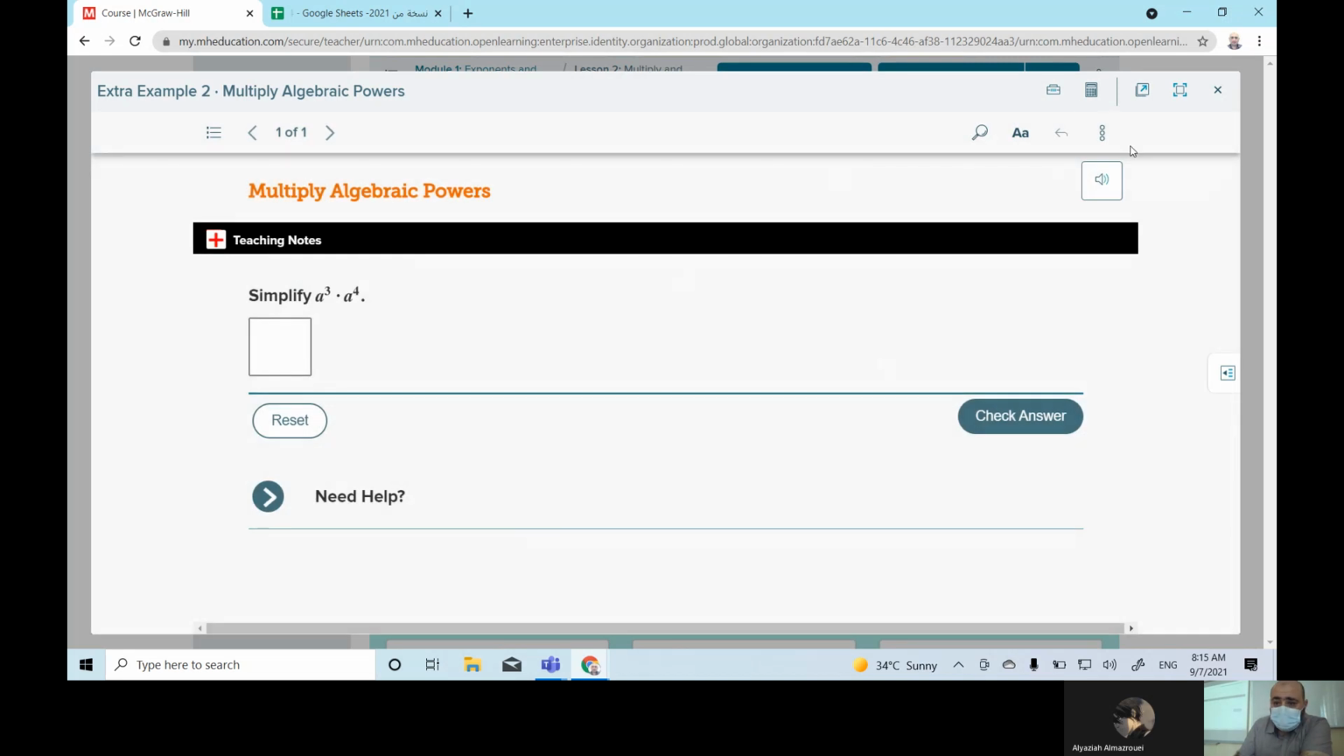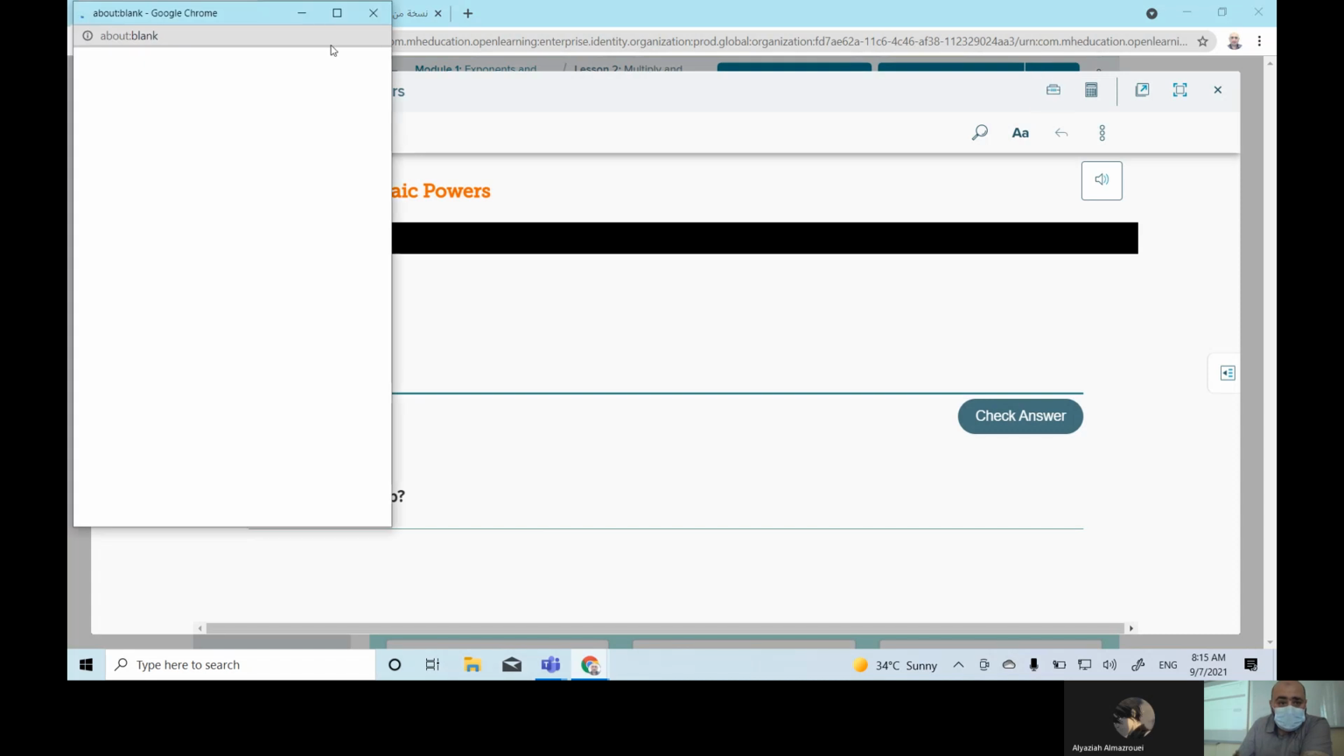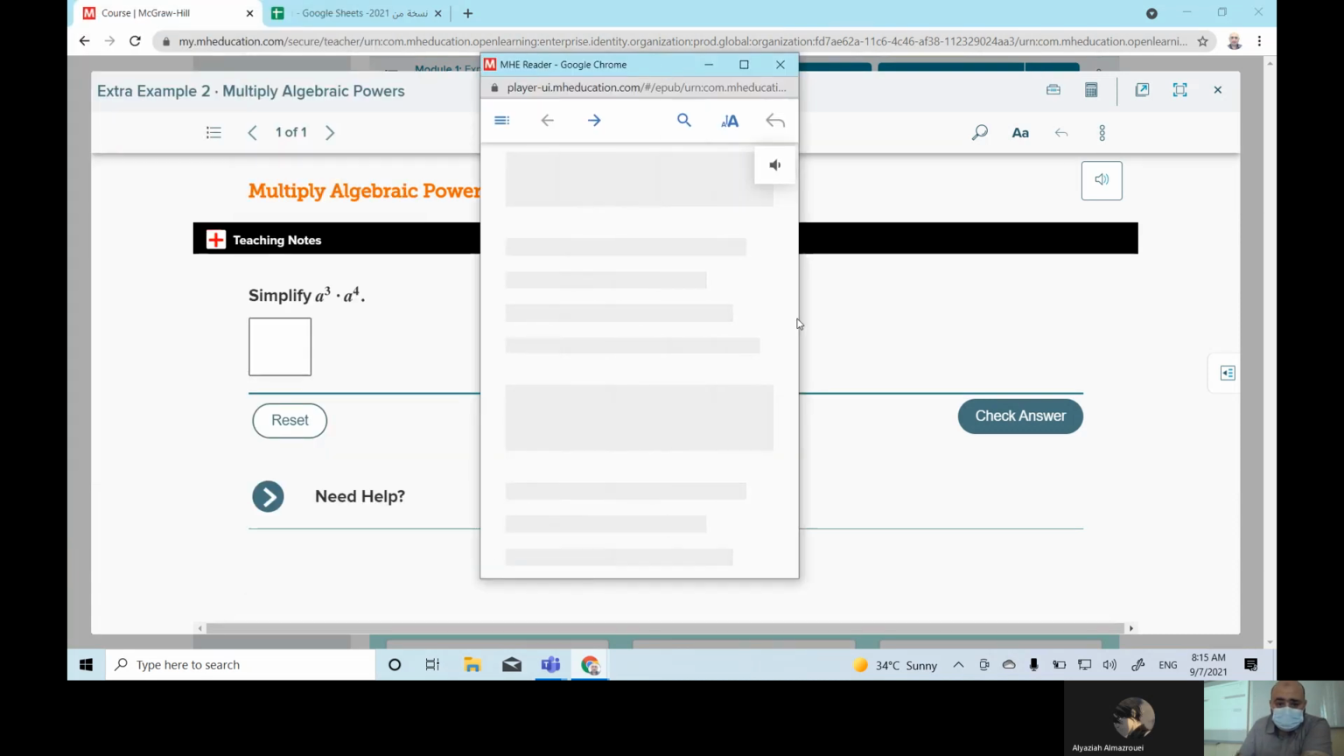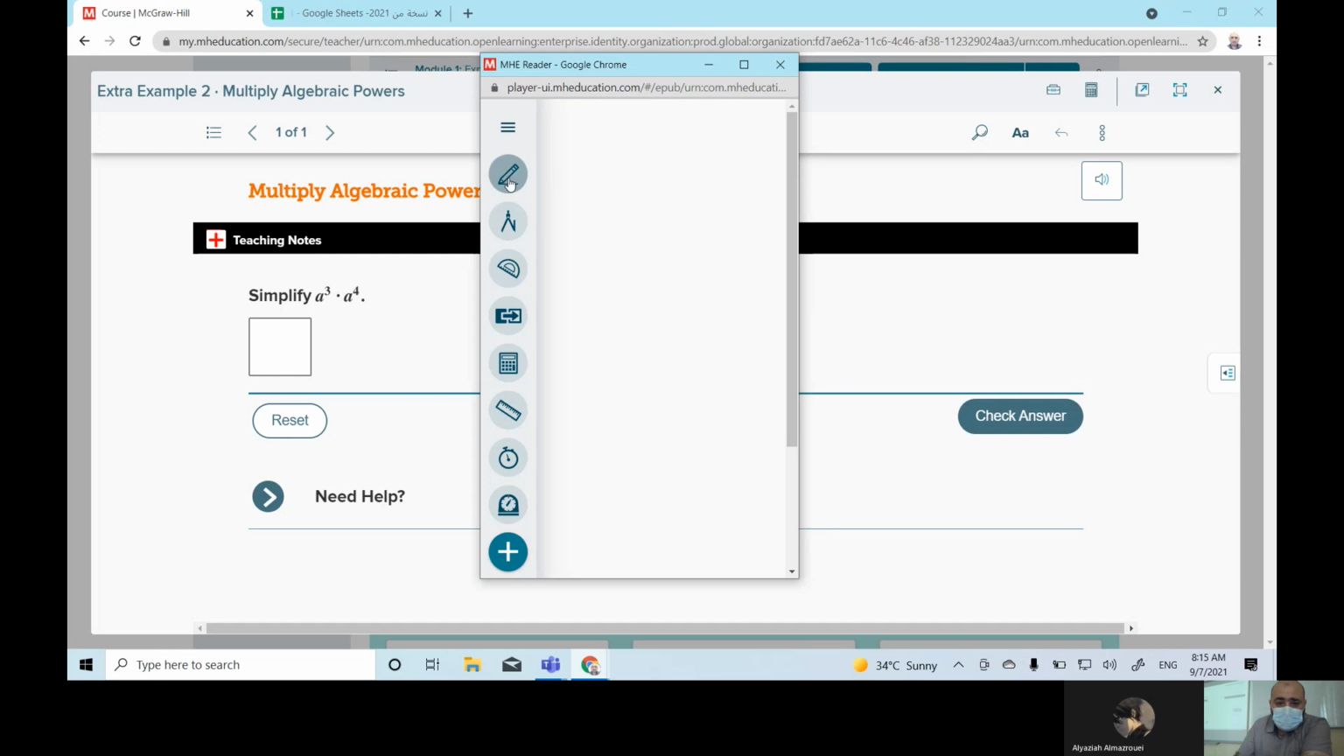Okay, have your problem in this platform. So we have a exponent 3 times a exponent 4. So the answer will be a exponent 3 plus 4, because we have the same base. So the answer will be a exponent 7. Do you have any question here?